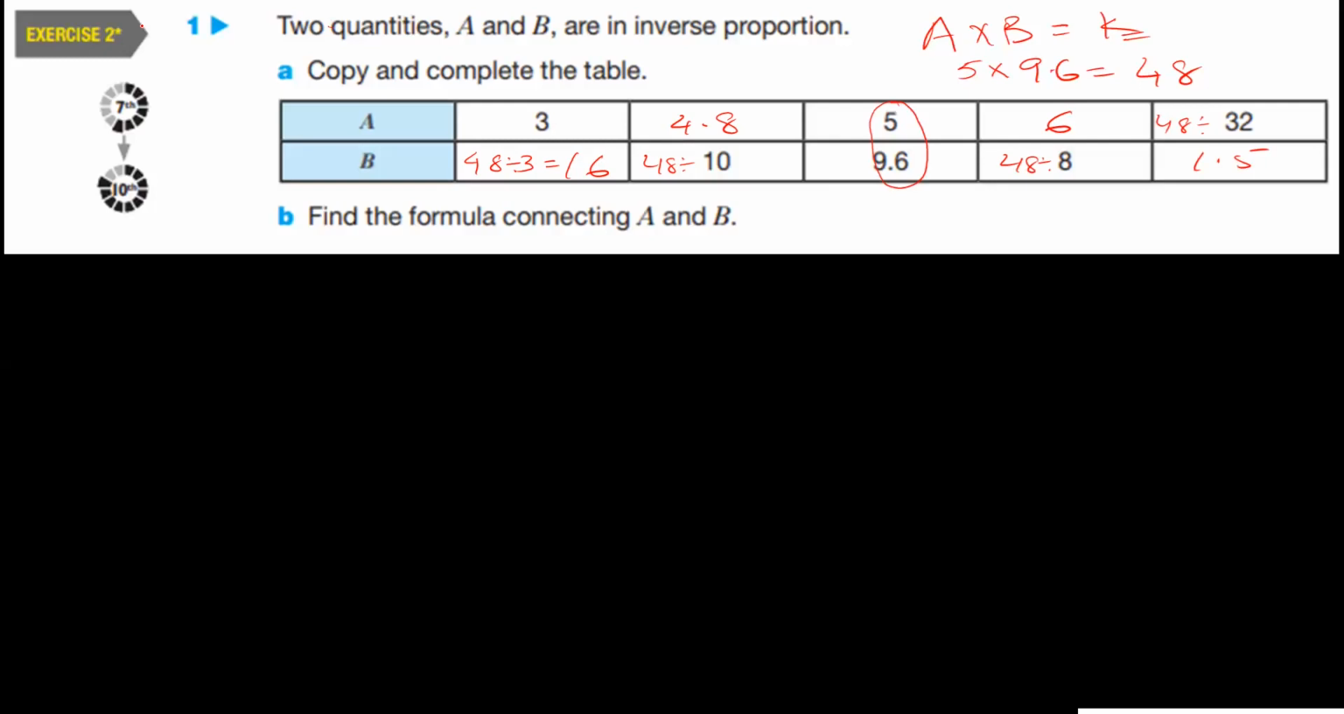Find the formula connecting A and B. Which formula can we say that? That will be A times B equals 48. This is the answer. How do we connect quantity A with quantity B? A times B is equal to 48. This is the answer for question 1, part B.